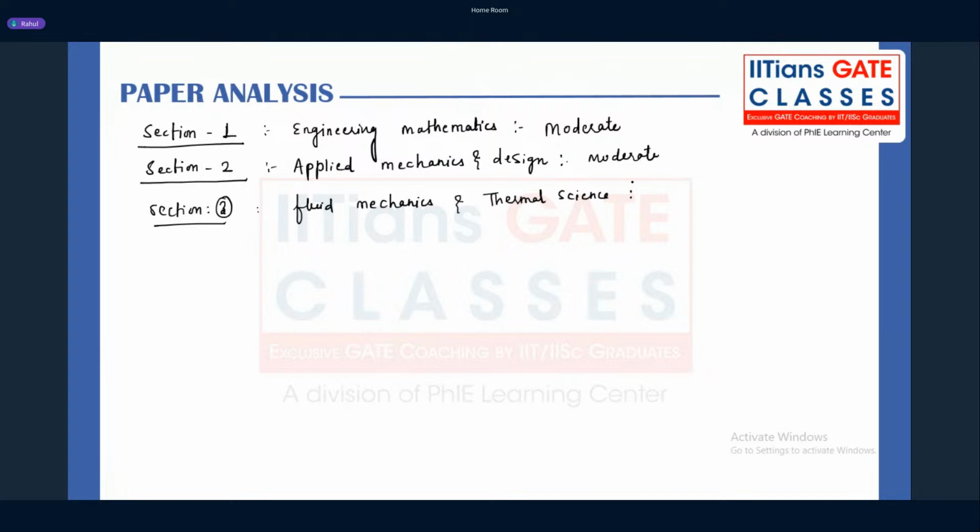Like they asked the question from the Rankine, they asked the question from the gas turbine. Again they asked the question from the compressible flow, so again these are the questions they have asked. Again, there is no question from the hydraulic machines. This time also there is no question from the hydraulic machines. Similar to 2022, where we have found nothing from the fluid machinery or from the steam turbines. So overall, fluid mechanics and thermal science, you can again keep it on the easy to moderate side.